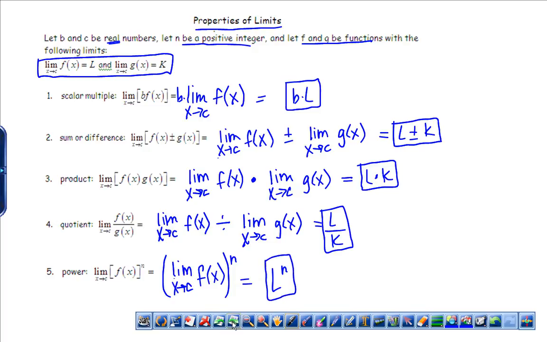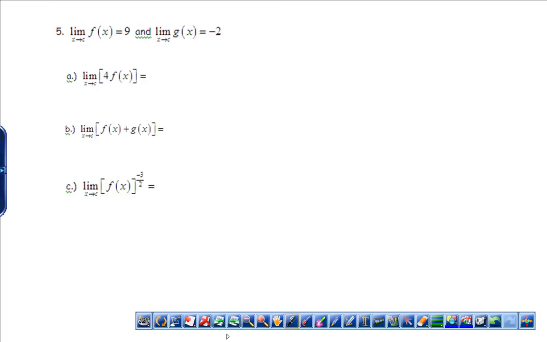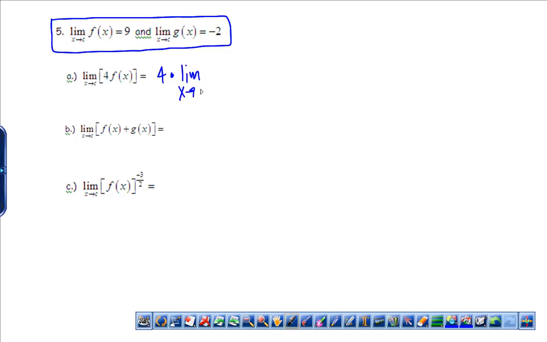Okay, so now that you know some properties, let's use those properties. Here, this is your given, like we had before. So the f function is equal to 9, and your g function is equal to -2. So I can rewrite this, and this is your scalar, this is a whole number, and the limit as x approaches c of your f function. So this is like saying 4 times 9, which is 36.